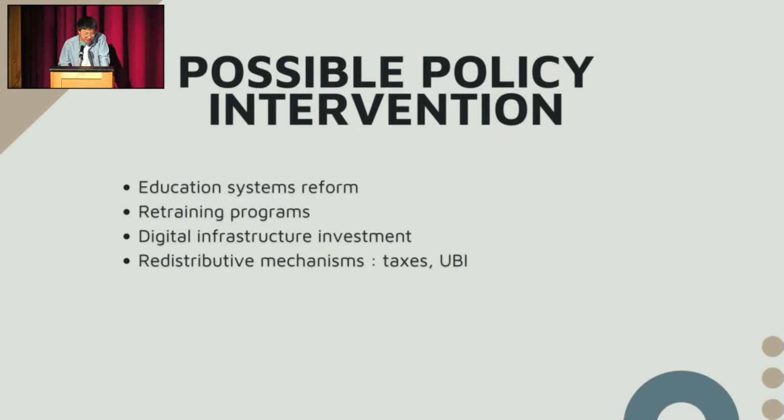And finally, some papers suggest that governments should consider redistributive mechanisms like automation taxes to fund retraining programs. And some economists have proposed exploring the possibility of UBI, which is universal basic income, to provide financial support during workforce transitions.